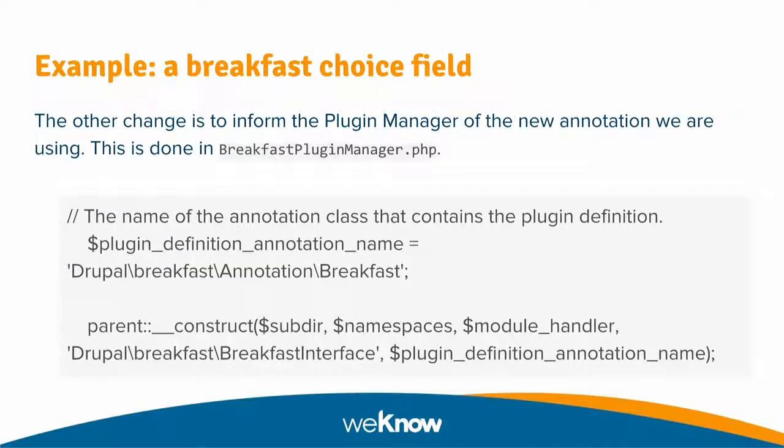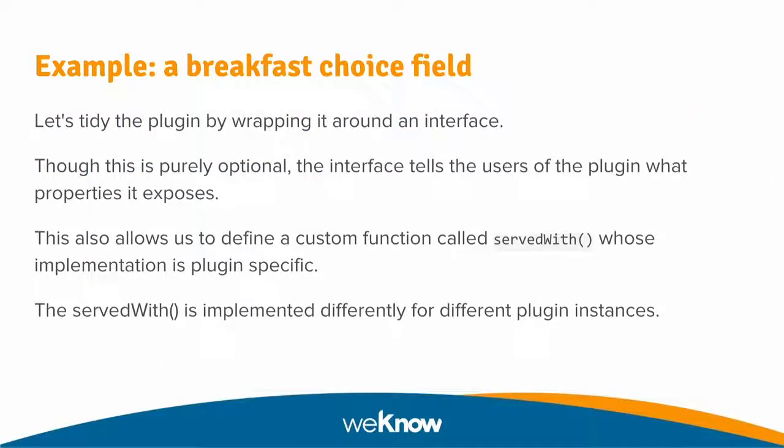The other change that we have to do is in the plugin manager. The name of the annotation was breakfast, right? So now, when we're building a plugin for it, other than the subdirectory, the namespaces, and all that good stuff, you have to give me the annotation name, but it has to be of type breakfast interface. Does that make sense? Because we now have a way of specifying what a breakfast option looks like, and then we just put an interface around it.